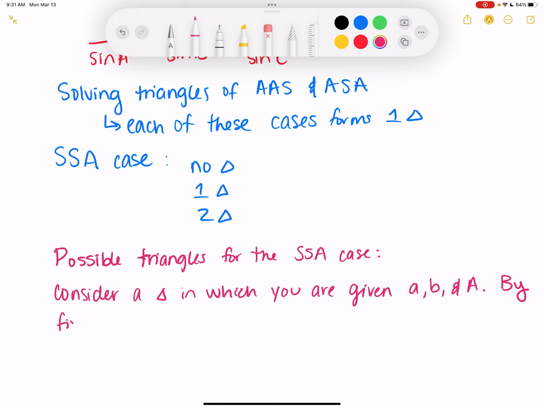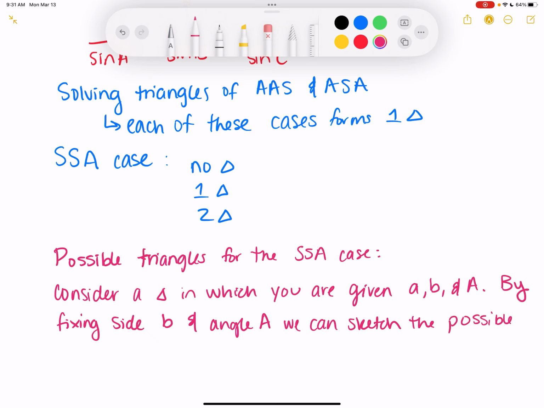By fixing side b, or whatever side doesn't have its angle with it, and angle A, whichever angle is given to you, we can sketch the possible positions for side a to determine the number of triangles that will be formed.